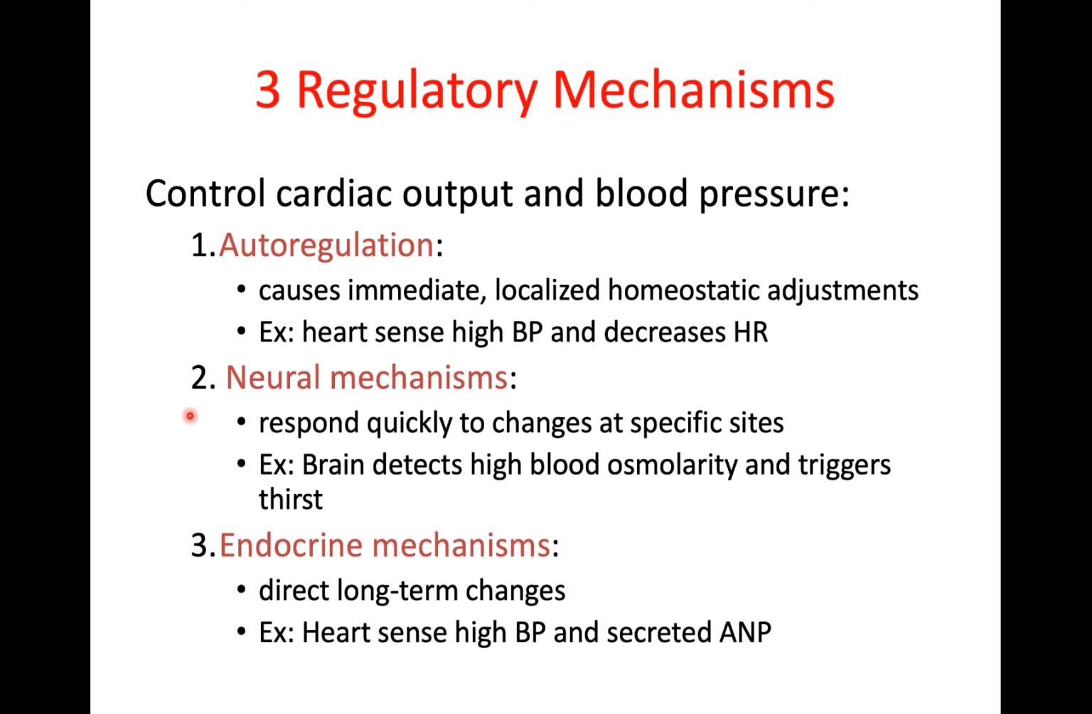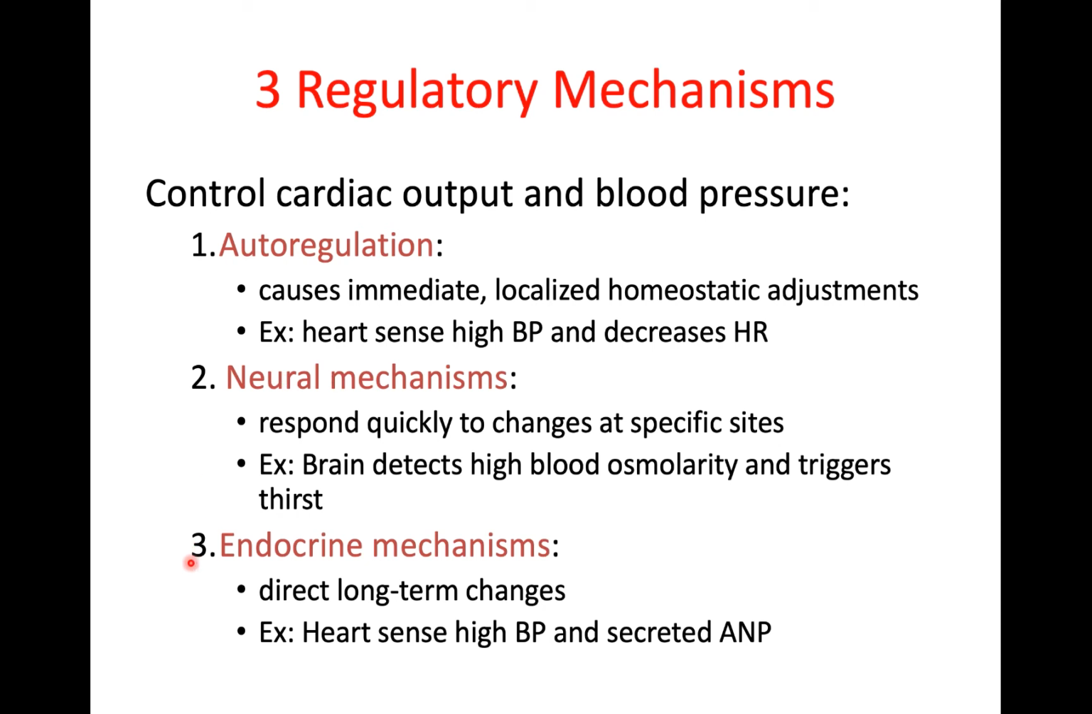But the gist of what this point is saying is that your brain does control your cardiac output, it can control your heart rate, and it can control things like thirst that will eventually control the blood pressure.